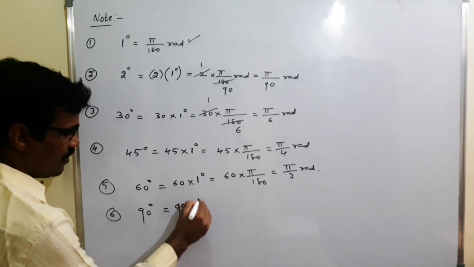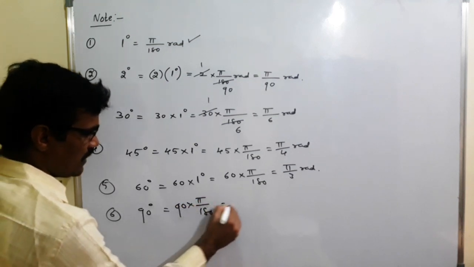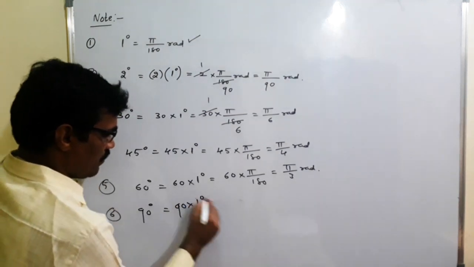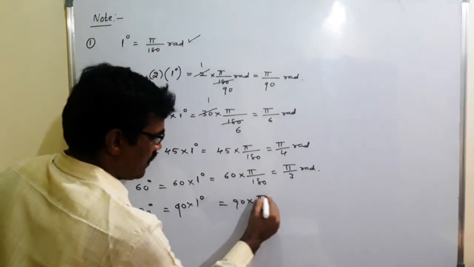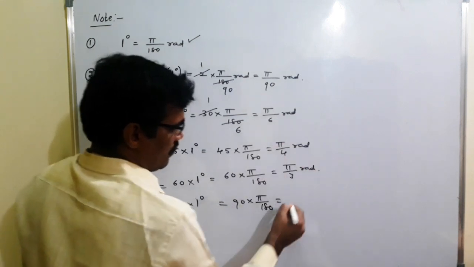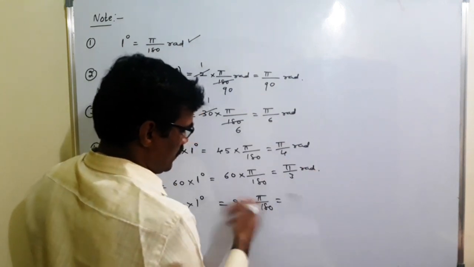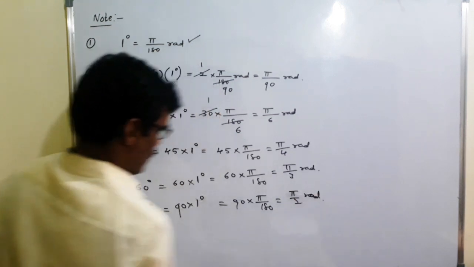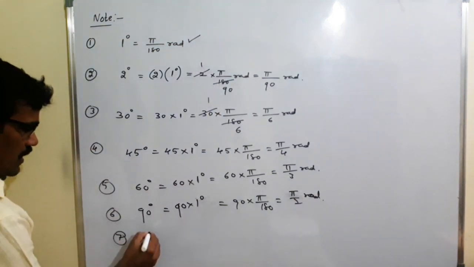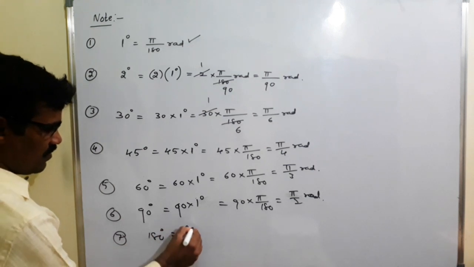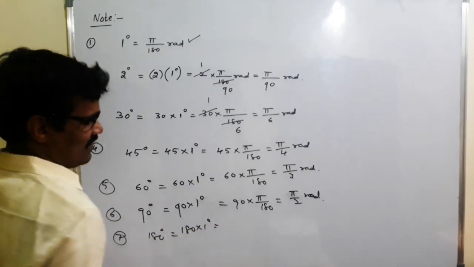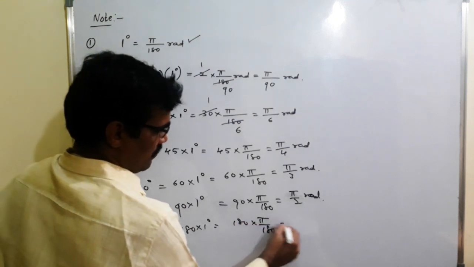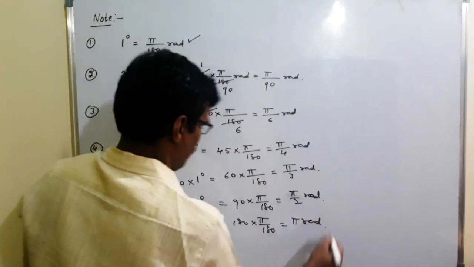90 into pi by 180. Pi by 180, this is 1 degree, no? Which is equal to 90 into pi by 180, which is equal to pi by 2 radian. Then next one is 180 degrees. 180 into 1 degree. 180 into pi by 180, which is equal to pi radian.